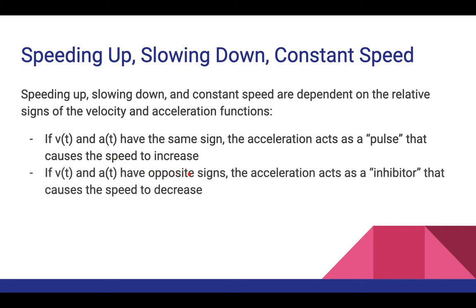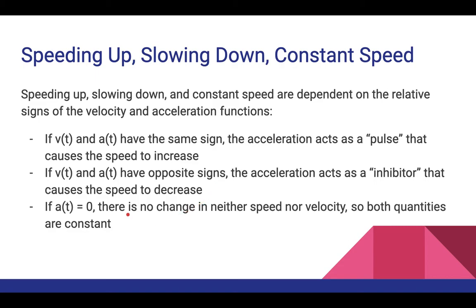If v of t and a of t have opposite signs, the acceleration acts as an inhibitor and that causes the speed to decrease. Again, the idea being is that when your speed's decreasing, you're hitting the brake on the car, and hence acceleration is going in the opposite direction of your velocity.